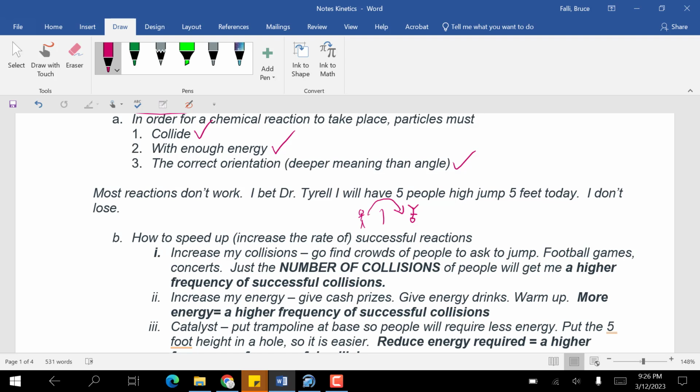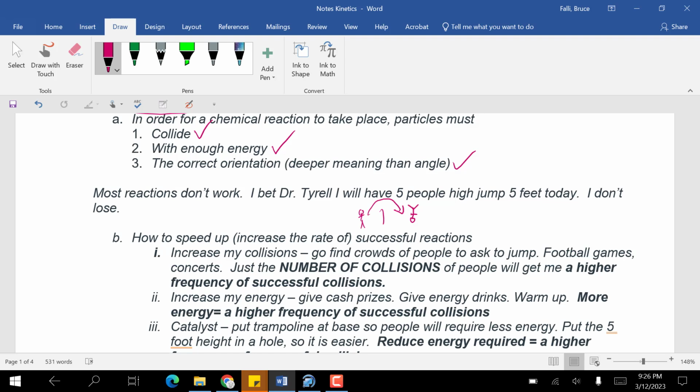So how do I increase my chances here? I can increase my collisions, so increase my attempts. Go find crowds of people to ask to jump. Go to football games. Go to concerts. Just the number of collisions, people, will get me a higher frequency of successful collisions, right? If I can find a bunch of people, I'll be able to find 5 people that can high jump 5 feet. High jumping 5 feet is really hard, so you've got to find a bunch of people, and maybe you'll get some.